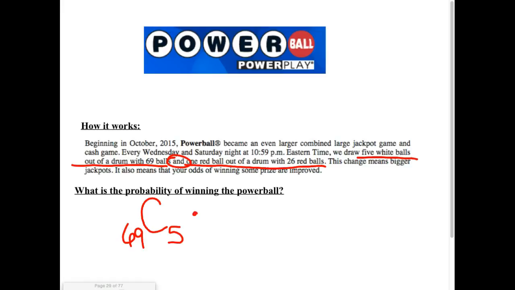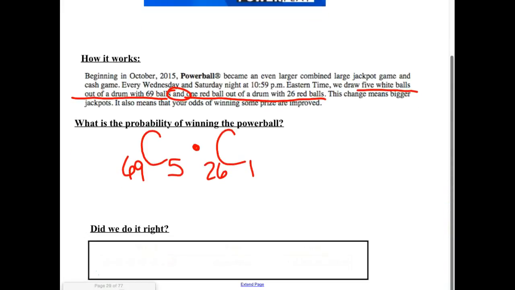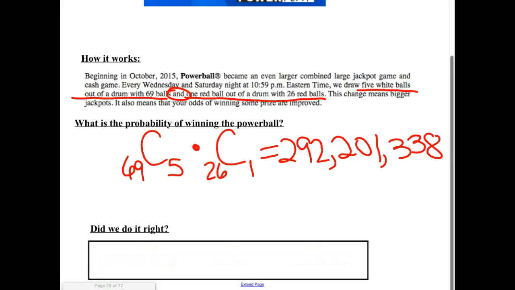We have that word and, so we know we're multiplying. Okay. And then we have the red balls, so there are 26 of them, and we are only selecting 1 of them. So a reminder, when you are doing combinations, this is something you will want to have a calculator for today. Okay. So when we plug this in, and I figure out the first combination, and I multiply it to the second combination, what we find out when we plug that into our calculator, there are 292,201,338 ways that all of these different numbers and balls can be selected.